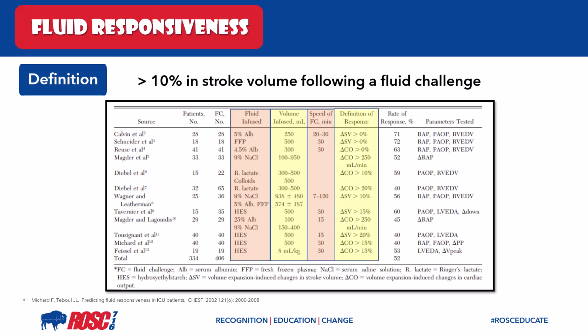It's interesting to see the amount of responders found in the historic papers. I'll do the math for you. The average here is about 54%. Now, if we take the outliers with some unreasonable definitions of volume responsiveness, that gets us to 49%. That's saying that historically speaking, only about 50% of your patients are going to be fluid responsive.